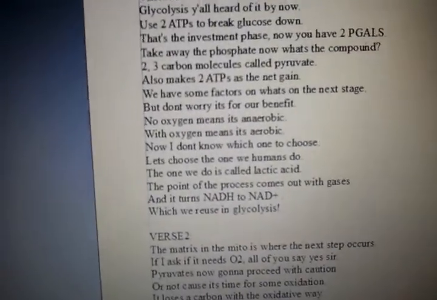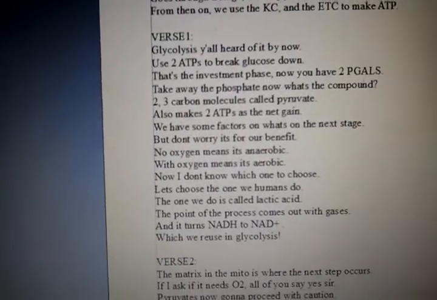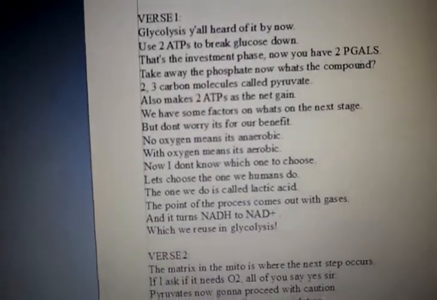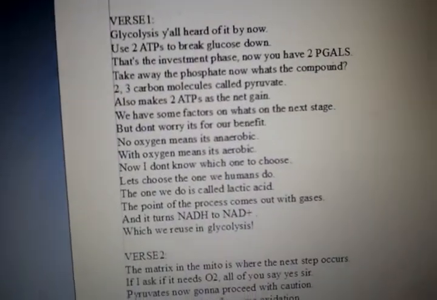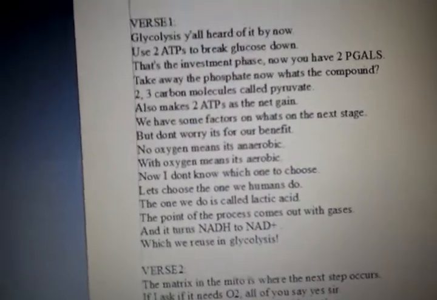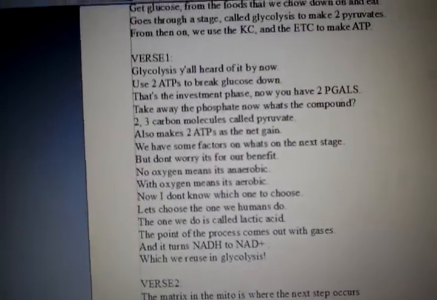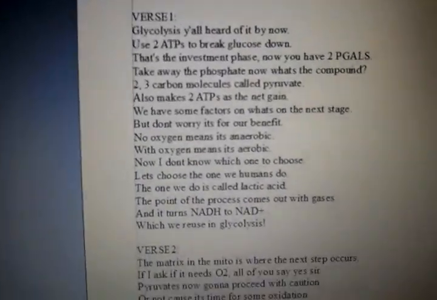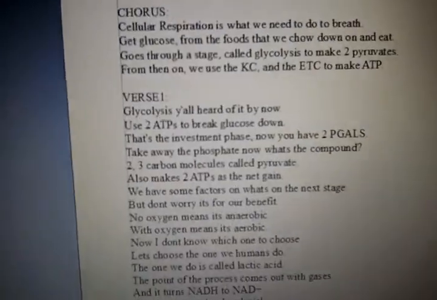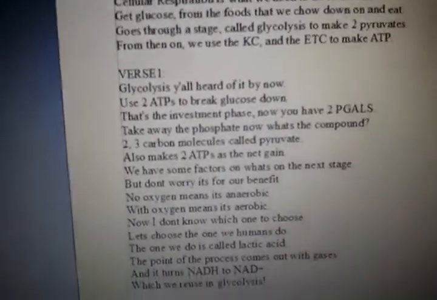No oxygen means it's anaerobic. With oxygen means it's aerobic. Now I don't know which one to choose. Let's choose the ones we humans do. The one we do is called lactic acid. The point of the process comes out with gases, and it turns NADH to NAD+, which we reuse in glycolysis.